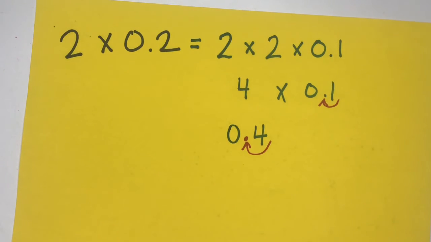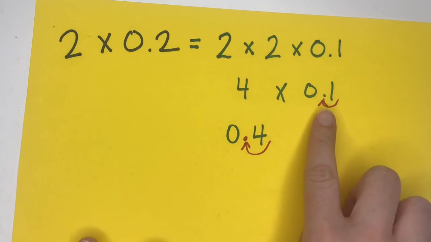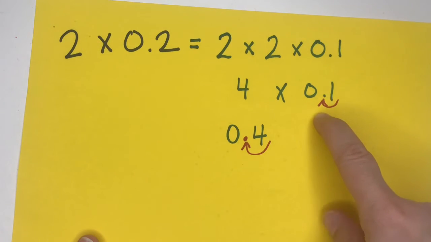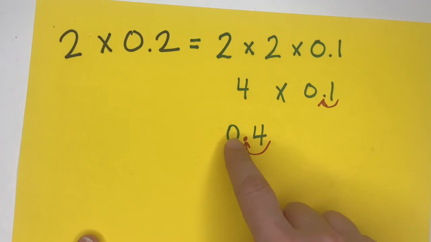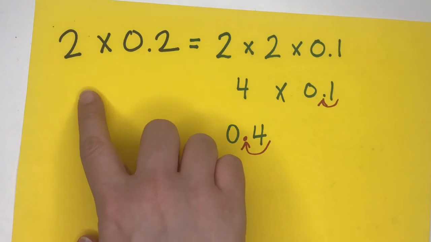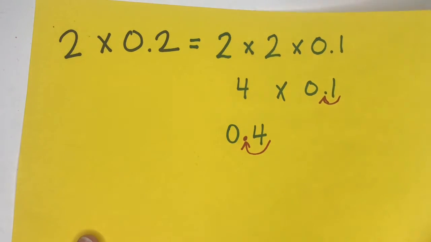And our answer ends up being 0.4. And I know this works because 4 times 1 will equal 4. And then I notice that I'm not multiplying by a whole number, I'm multiplying by a partial, in this case a decimal, so I have to have a decimal in that place. So that is a single digit times a number in the tenths.